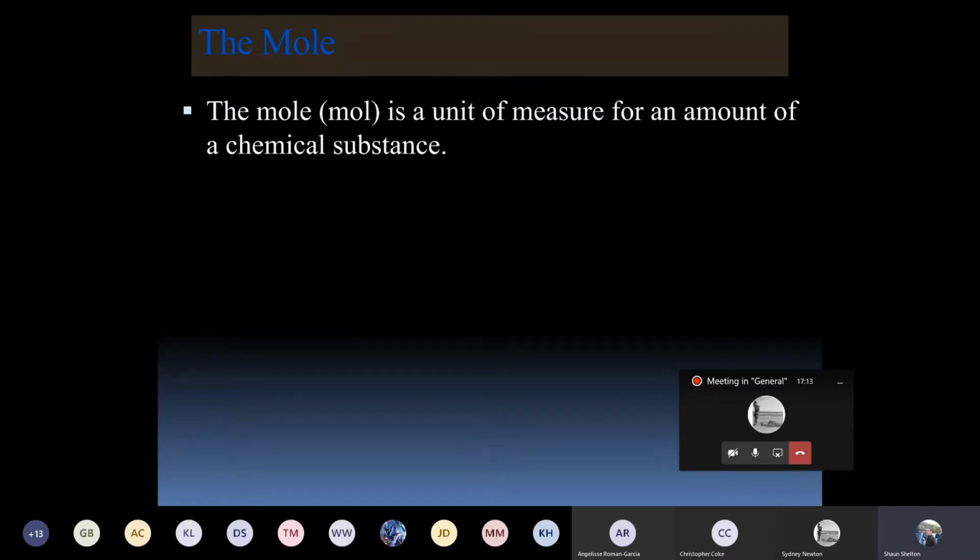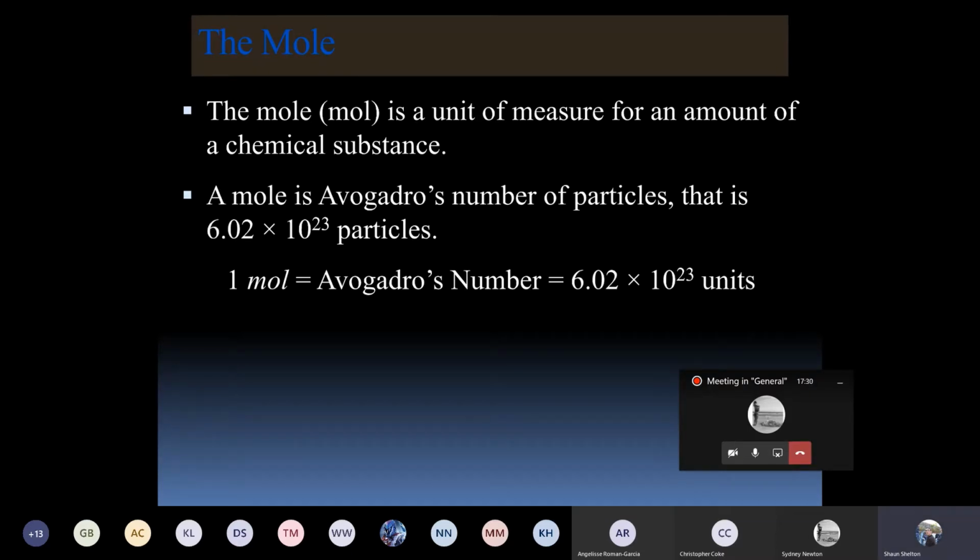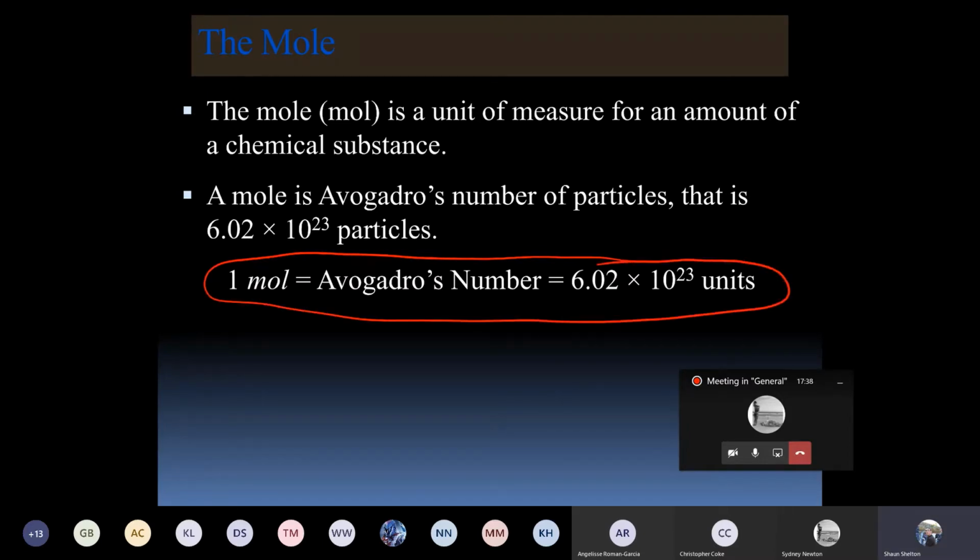Now mole is a unit of measurement for the amount of chemical substance. You will be using this unit a whole lot this semester, so this is a unit that you definitely want to make sure that you remember and understand. Now, in reference to Avogadro's number, 1 mole is equal to 6.02 times 10 to the 23rd. That's important because that's a conversion factor.